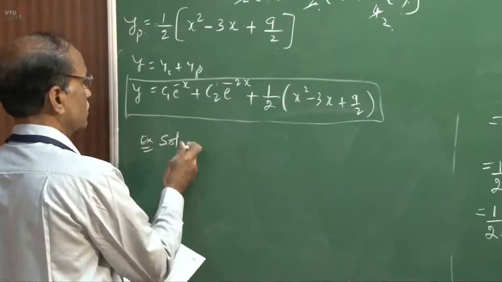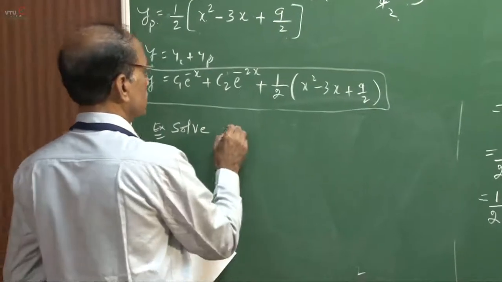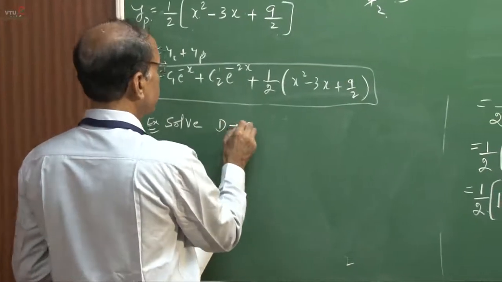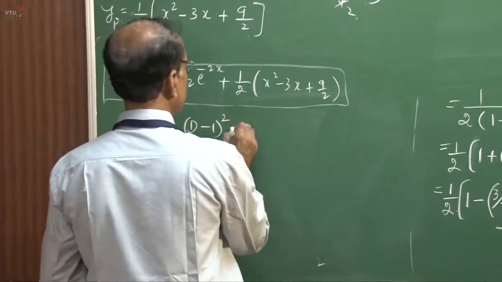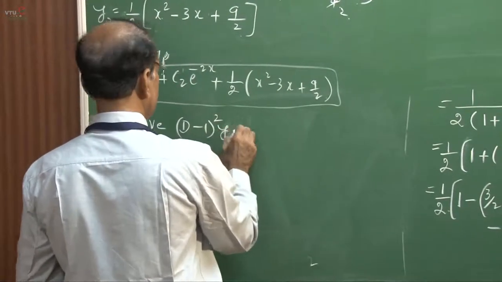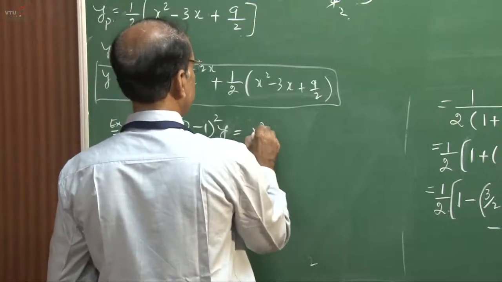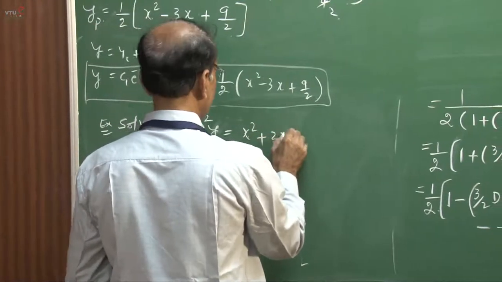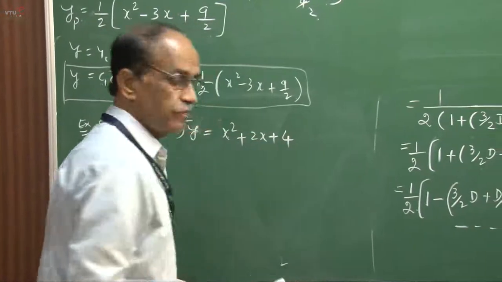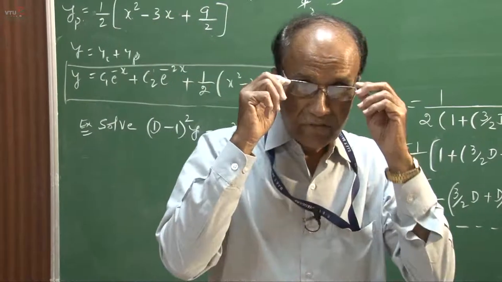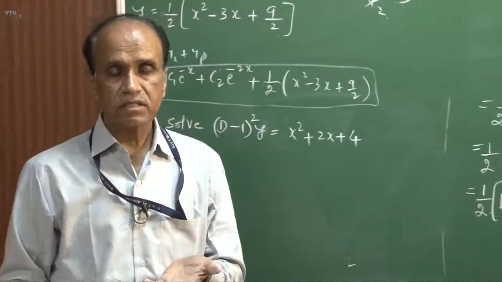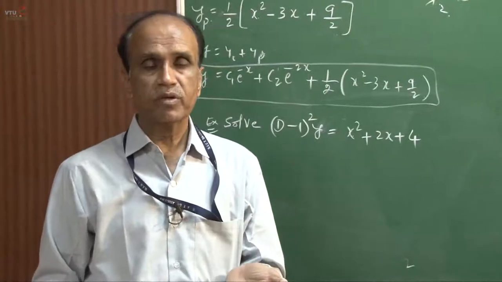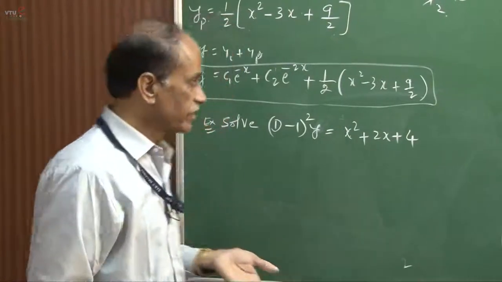Solve d minus 1 whole square, operating on y is equal to x square plus 2x plus 4. This is a slightly different type of problem. For getting the complementary function, there is no problem at all. There is no difficulty at all.